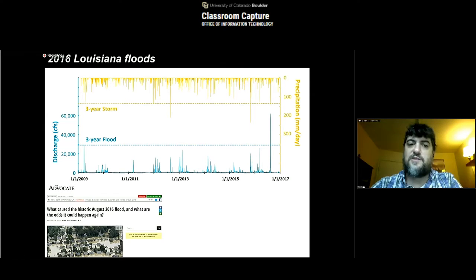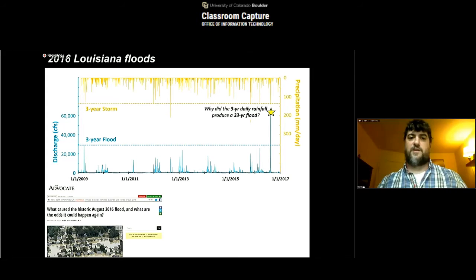I just plotted up the horizontal line that represents the 3-year storm and the 3-year flood. And I like looking at time series like this in their most native form because I think it illustrates a lot of cool phenomena and things that we need to be mindful of as we start analyzing the data more deeply. Namely, in this particular case, a 3-year rainfall event produced the 33-year flood.